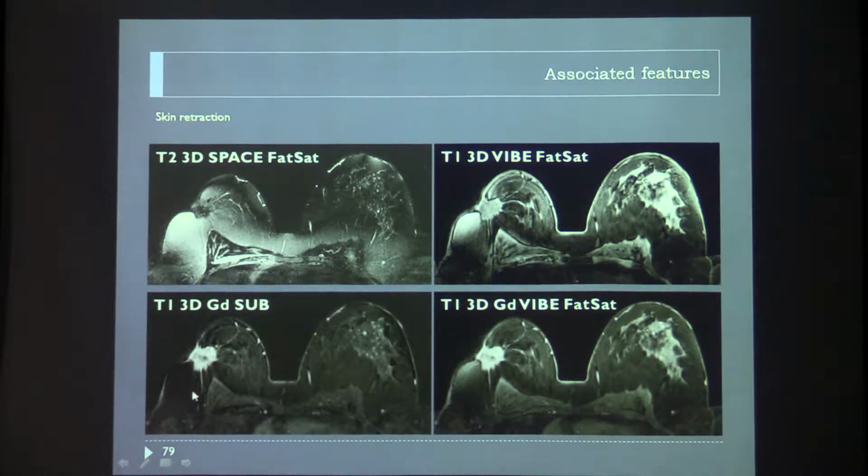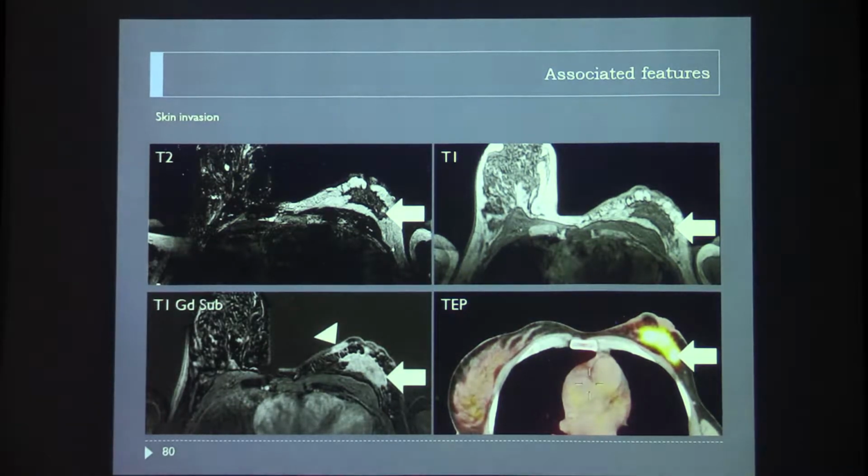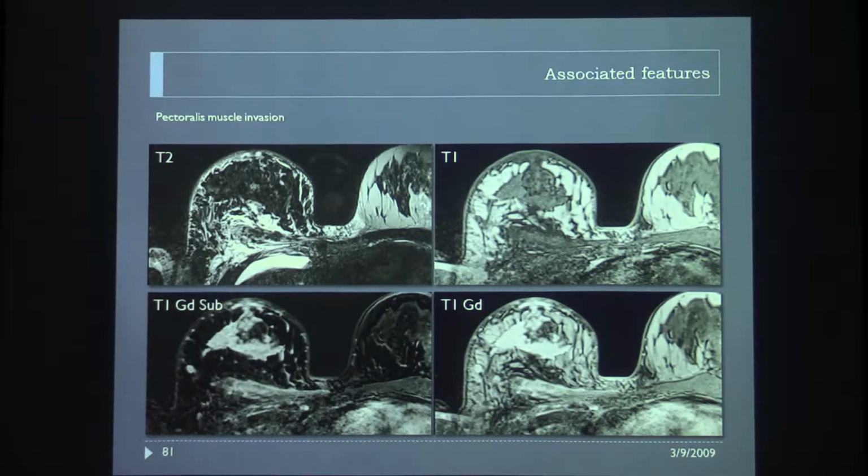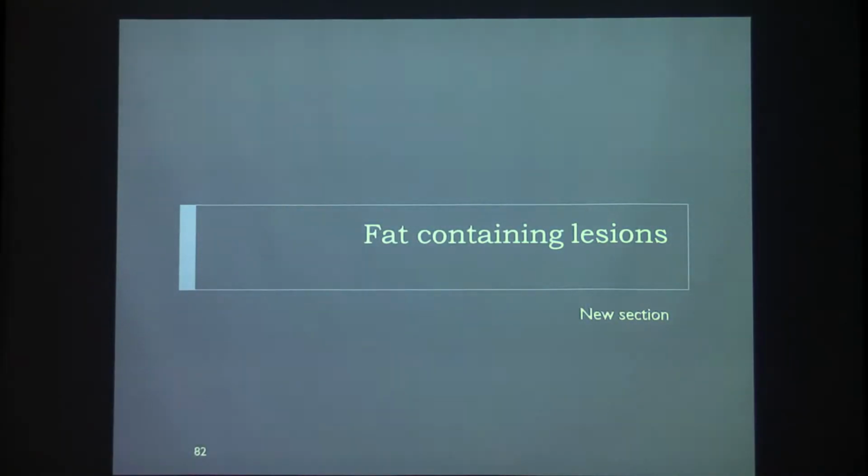Here you have an example of a spiculated mass with extension to the skin. There is skin retraction in front of the mass. And you have this huge lesion here with a skin invasion here. This is also an associated feature you have to describe. And also you can have some invasion of the pectoralis muscle. Here you can see the muscle takes the enhancement after contrast injection. This is a sign of invasion of this muscle.